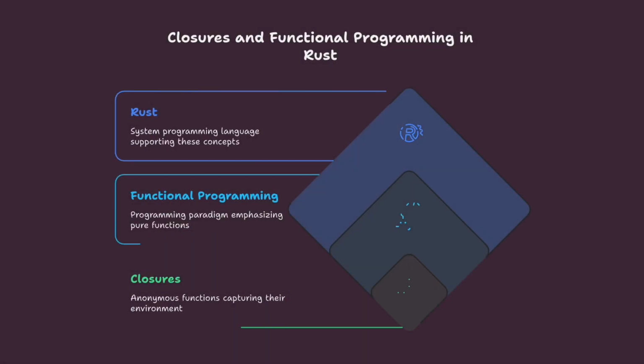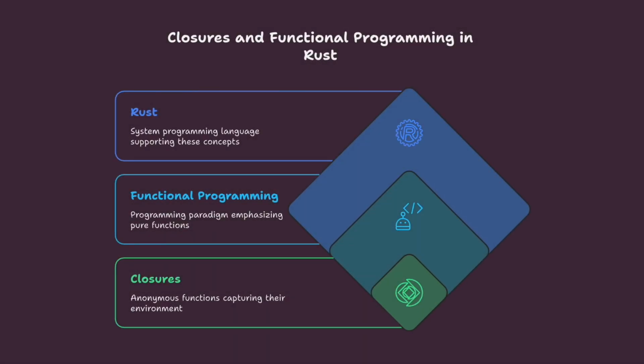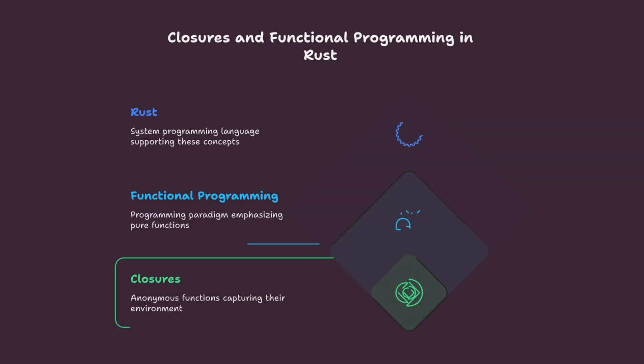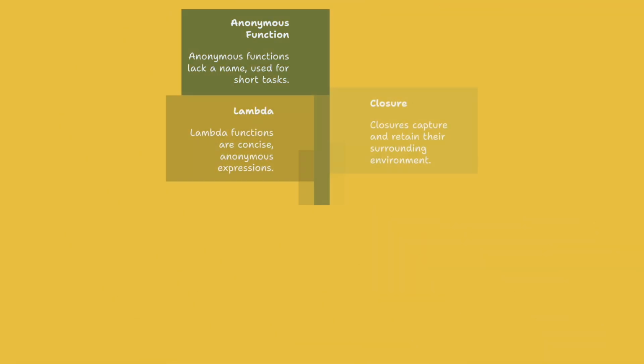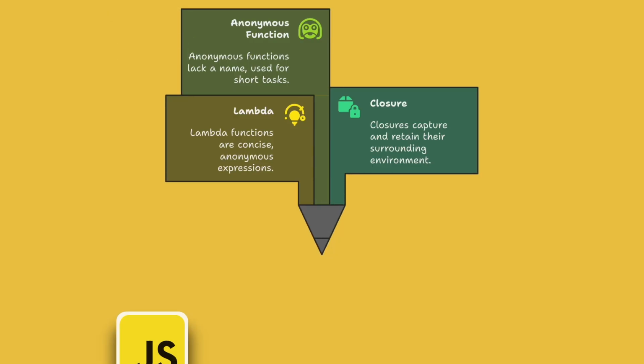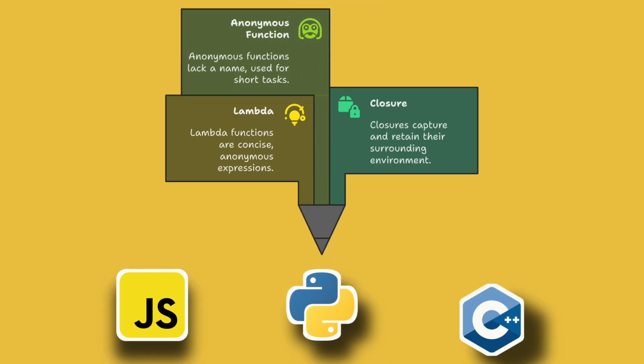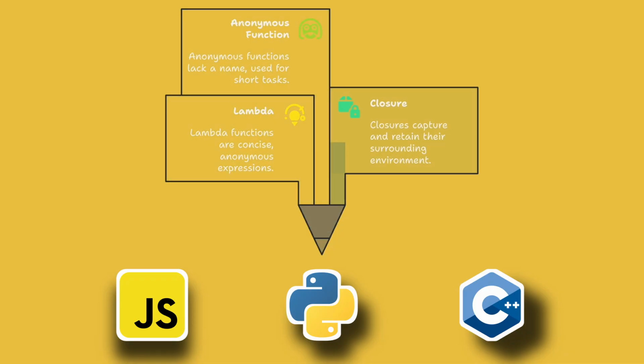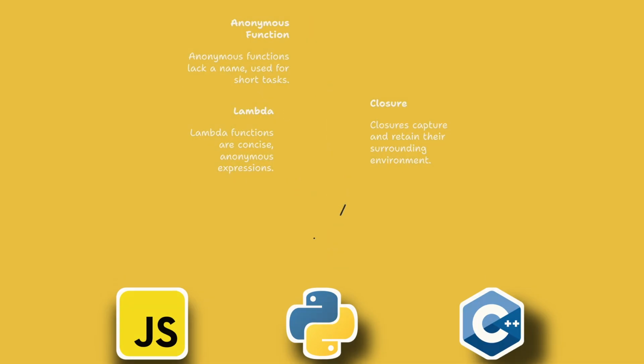In today's video, we're diving into a topic that brings a lot of expressiveness and elegance to Rust, and that is closures and functional programming. Now, you might have heard terms like lambda, closure, or anonymous function in other languages like JavaScript, Python, or even C++. Rust has something very similar, closures, and they are super powerful once you get the hang of them.